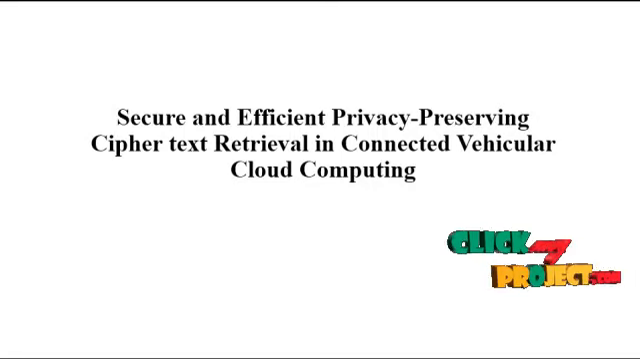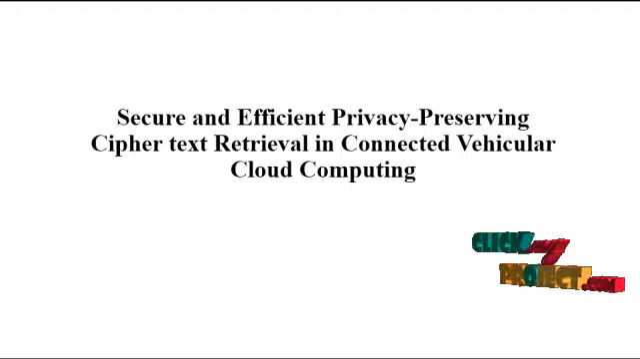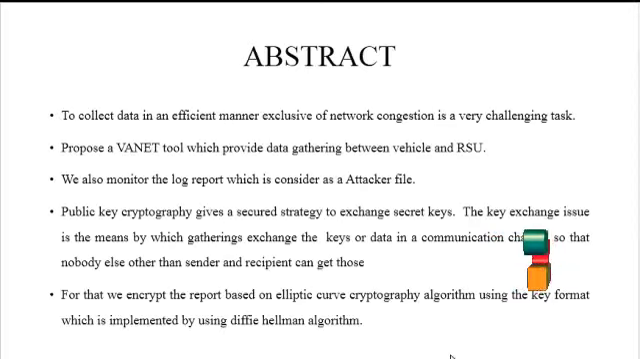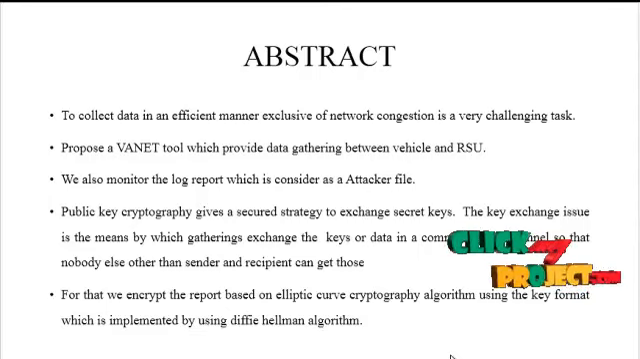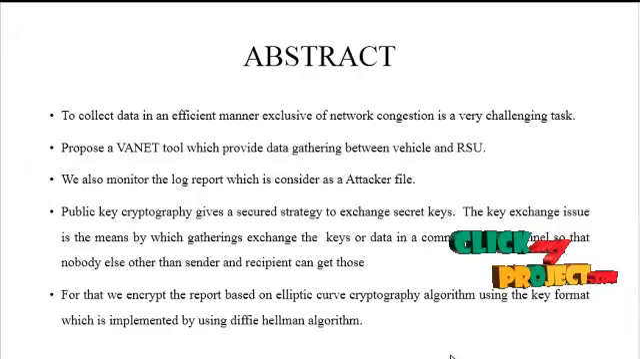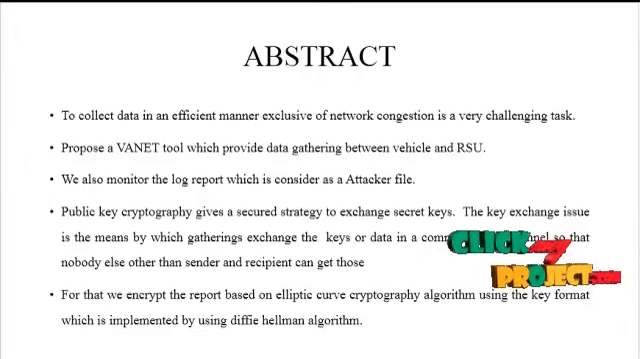Our project title is Secure and Efficient Privacy Preserving Cipher Text Retrieval in Connected Vehicular Cloud Computing. Abstract. To collect data in an efficient manner exclusive of network congestion is a very challenging task. We propose a VANET tool which provides data gathering between vehicle and RSU. We also monitor a log report which is considered as an attacker file.